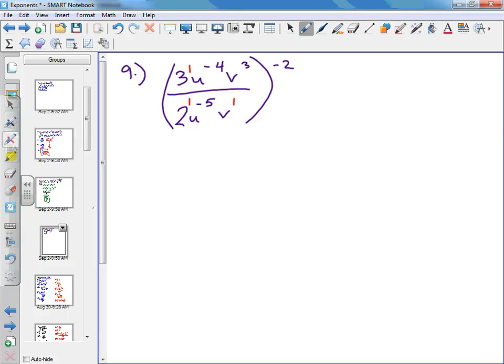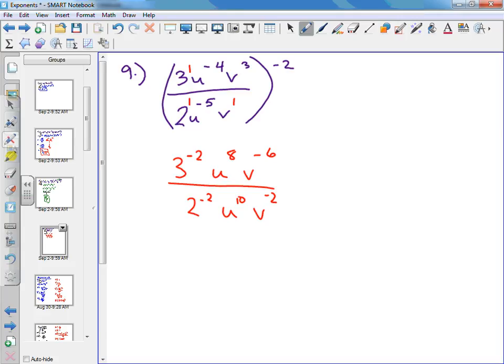And what you're going to do is simply distribute that negative 2 exponent into every one of the exponents here. So I have 3 to the negative 2, u to the 8, v to the negative 6, over 2 to the negative 2, u to the 10, v to the negative 2. Do we see that, yes or no? Yes? We see it?